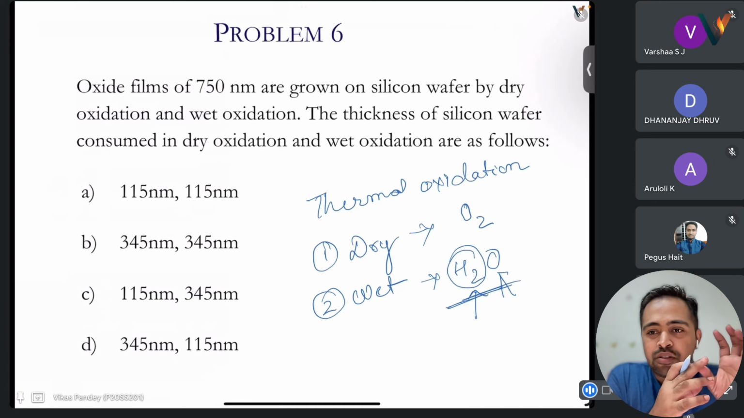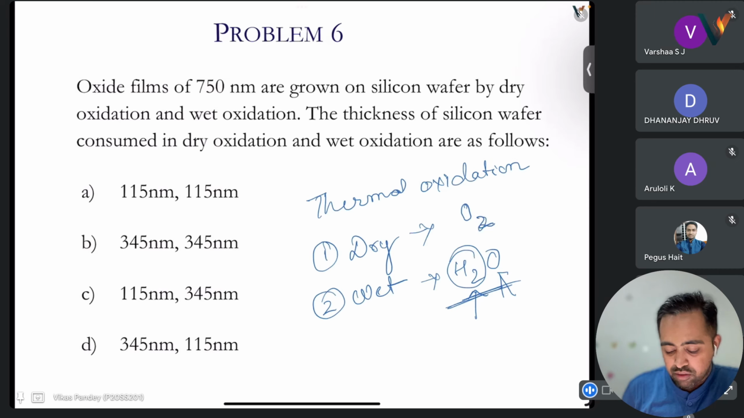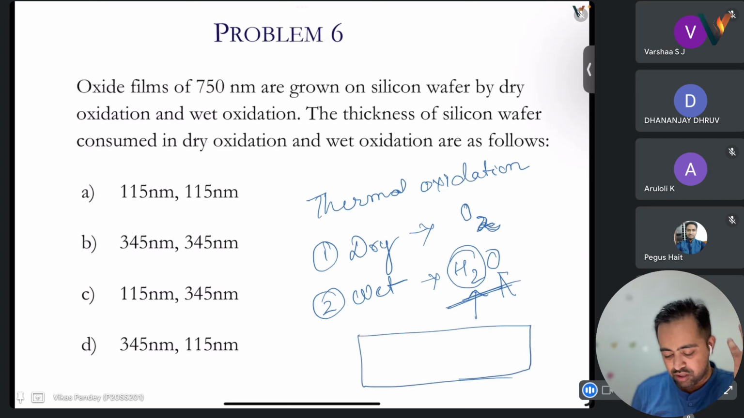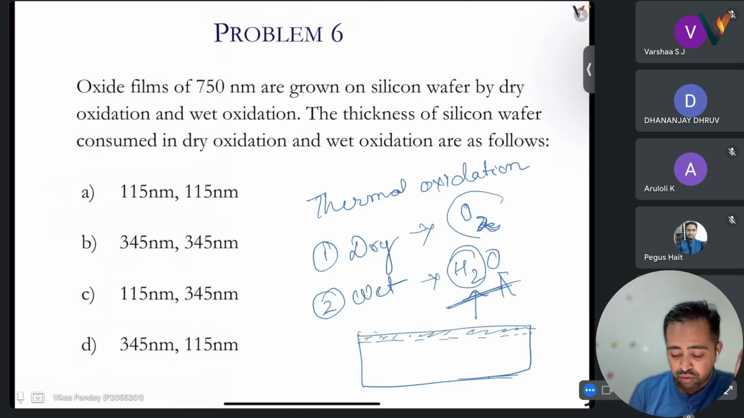If you see these two molecules, when we are talking about oxygen, it is always O2. If we see the thermal oxidation process, suppose some oxide has formed here, and now this is the surface between oxide and silicon. The next oxidation will not occur on the top, because there is no silicon that has to be converted into oxide. So this molecule, O2 or H2O, whichever is there, has to go inside and react here.